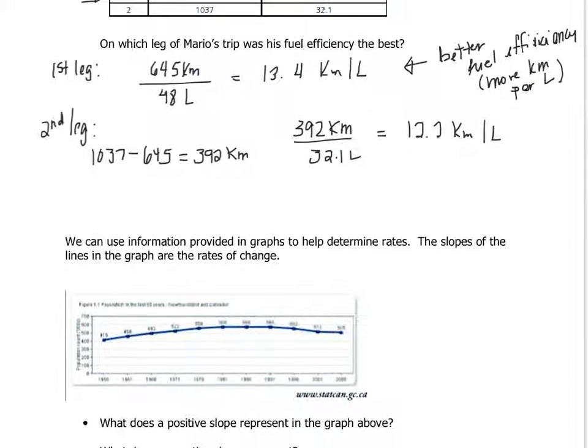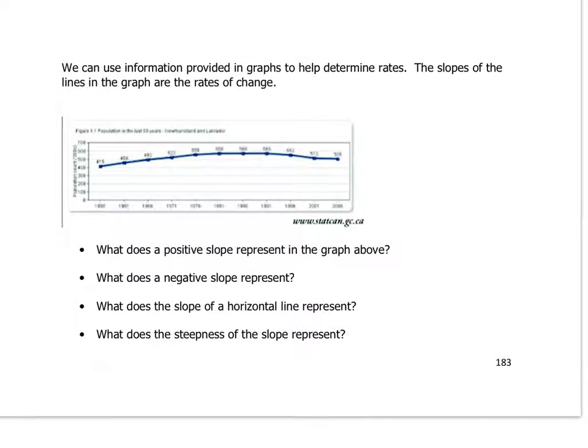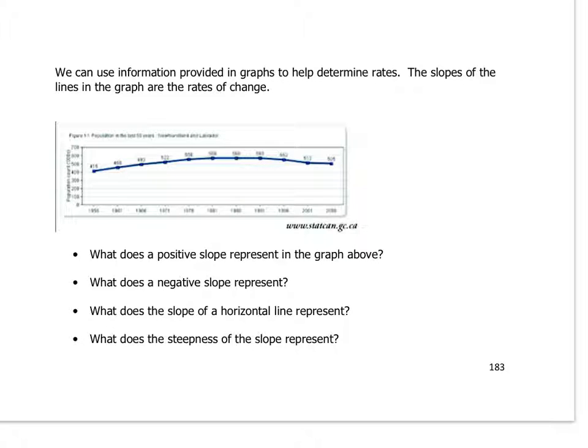Okay, so we can often use information provided in graphs to help determine rates, and the slopes of the lines are significant when you're looking at the rate of change from a graph. So the slope is the rate of change. Usually when you're talking about slope, you're talking about rise over run. Whatever's on the y-axis would be your units for the rise, and whatever's on the x-axis would be your units for the run of your slope.